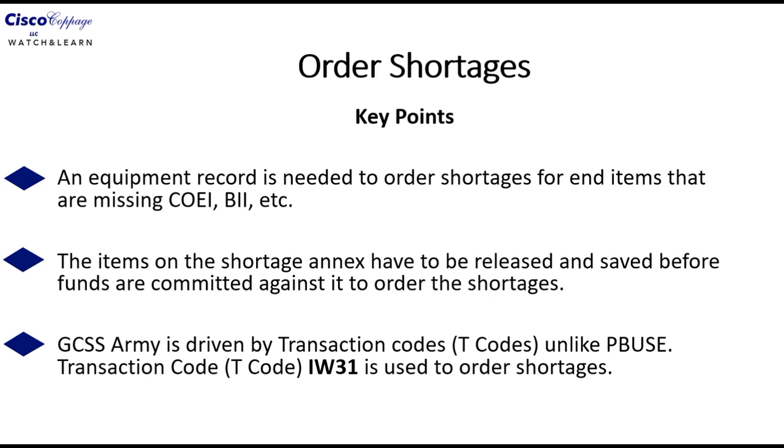The second key point is that items on a shortage annex have to be released and saved before funds are committed against it in order for that item to be placed on order. The third key point is that GCSS Army is driven by transaction codes. This is different from PBIS. The transaction code IW31 is used to order shortages.